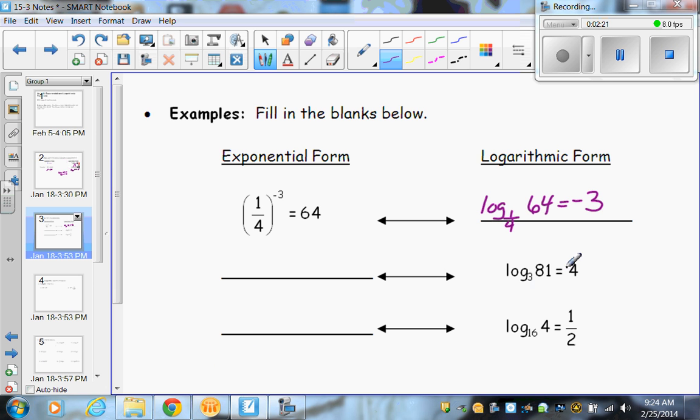Now I'm giving you the log form, and I want you to put it in exponential form. So we have our base is 3. What it's equal to is actually your exponent, so that's going to be 3 to the fourth, and then you have 81. Let's try another one. Your base is 16. What the equation is equal to is your exponent, so that's 16 to the 1/2 equals 4.